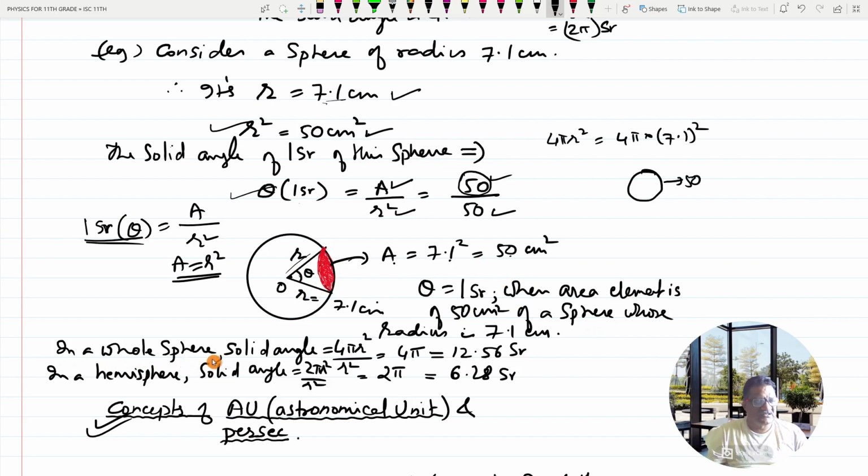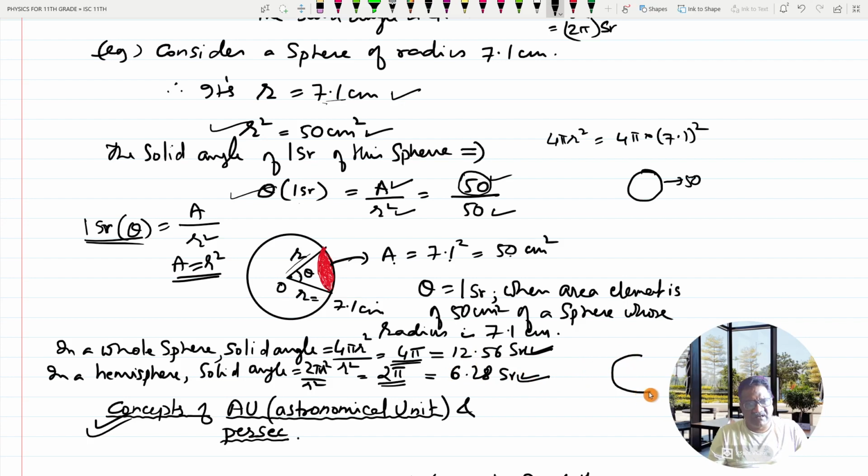When these two are equal, then only this angle will be 1 steradian. Now for a whole sphere, solid angle will be how much? 4 pi r square upon r square, which is 4 pi, and this 4 pi works out to 12.56. Okay, and for a half sphere, that is hemisphere, it will be 2 pi r square upon r square. So r square will cancel out and we'll get 2 pi. 2 pi is nothing but 6.28 SR.